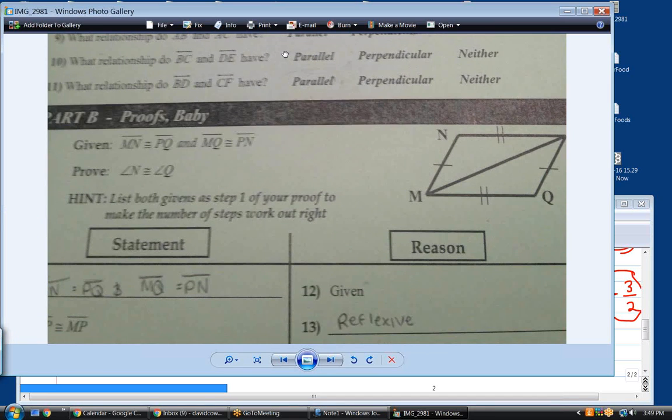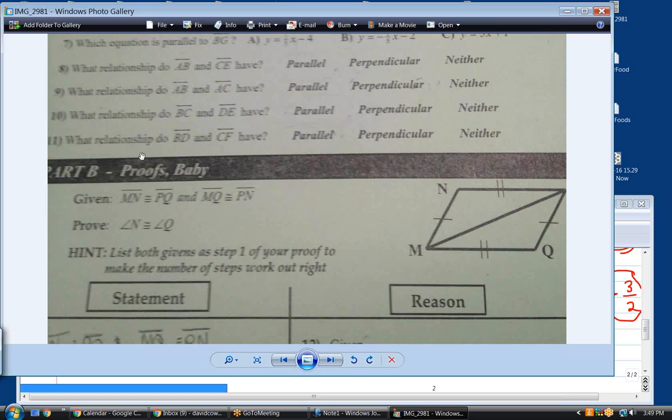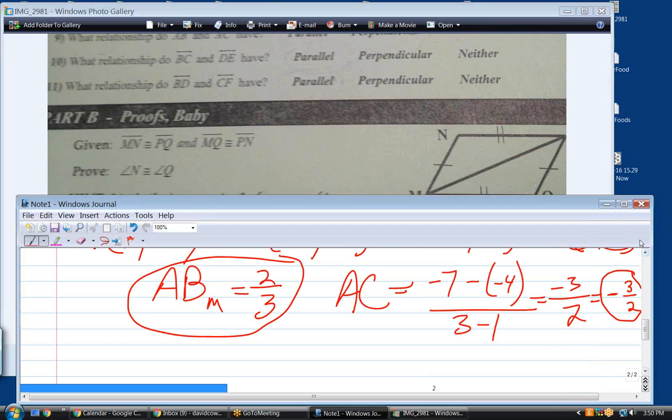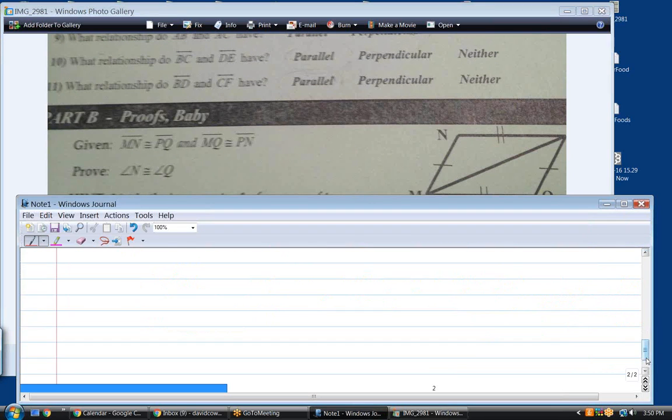I feel like you got that down. Okay, let's go on. And we can come back and do 9, 10, and 11 if you want. But I feel like you understand it. Let's go on to harder stuff or different stuff.